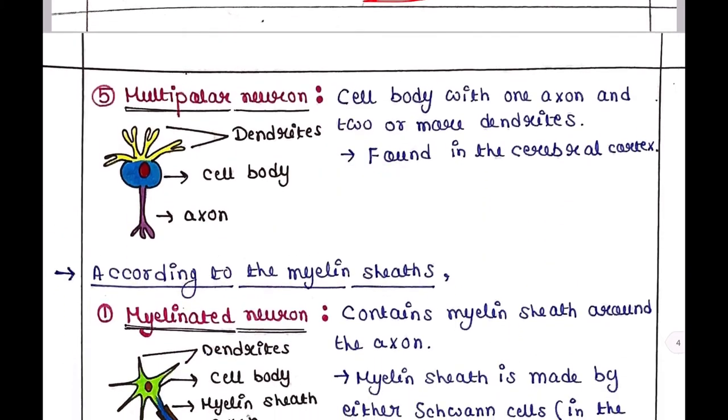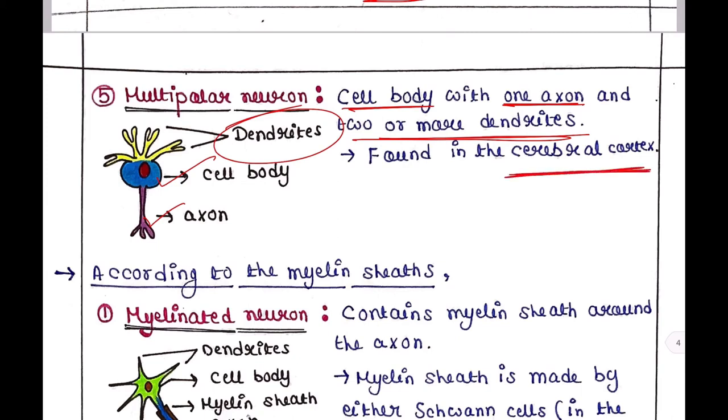Now we will see the multipolar neuron. It is the cell body with one axon and two or more dendrites. Here in this picture, this is the cell body, it contains one axon and multiple dendrites. This is found in the cerebral cortex. Now we have seen that we can divide neurons based on their number of processes.